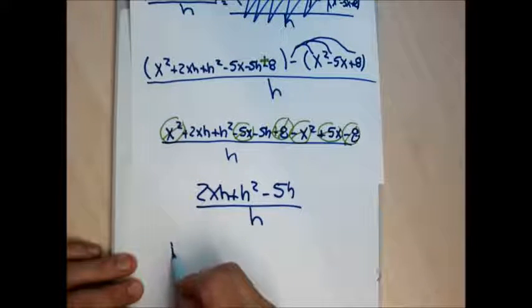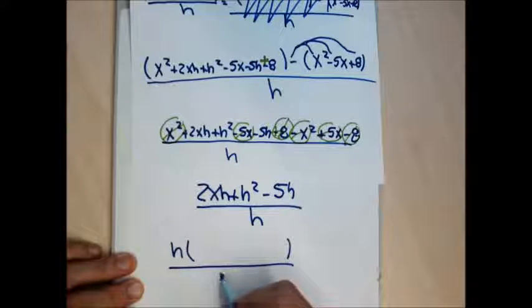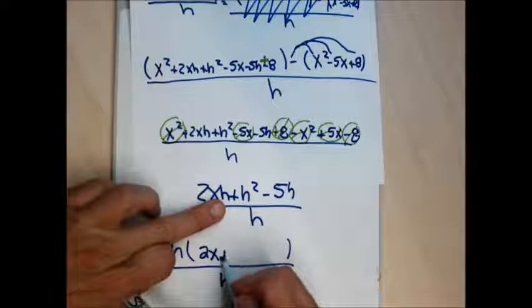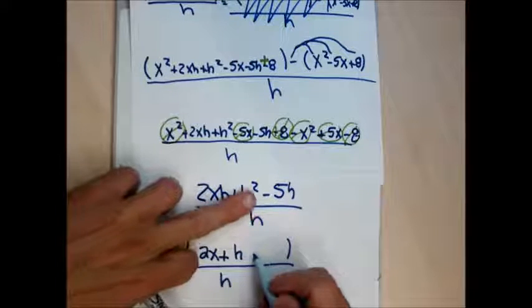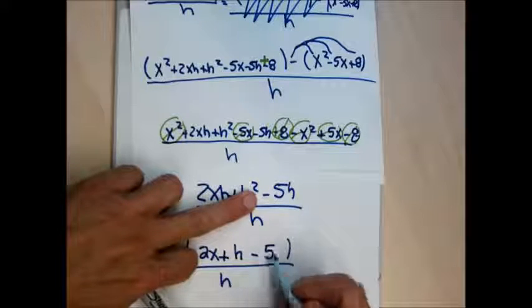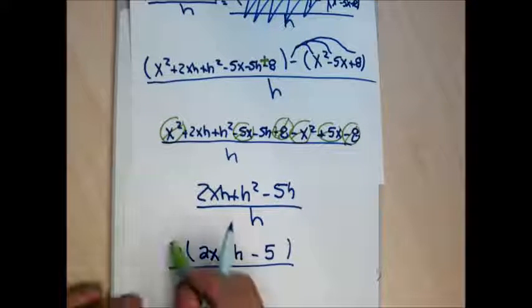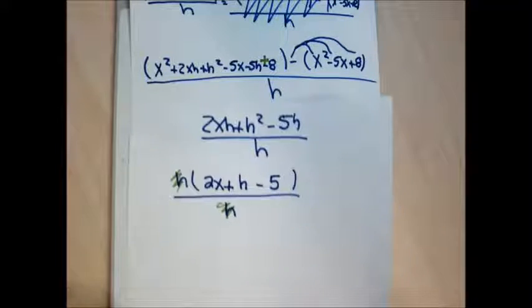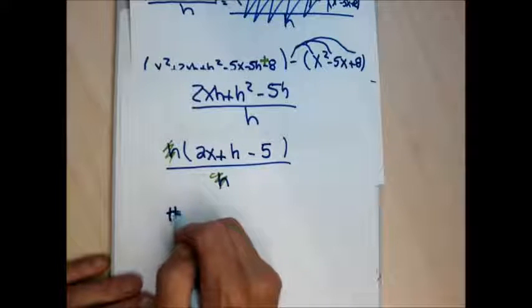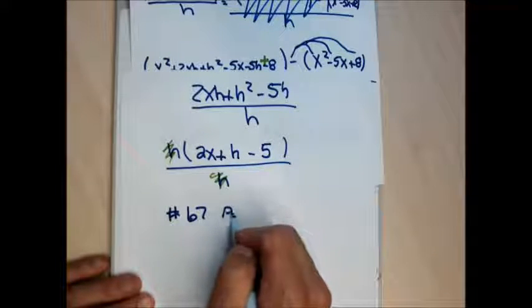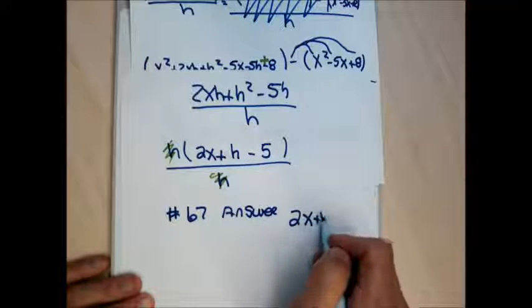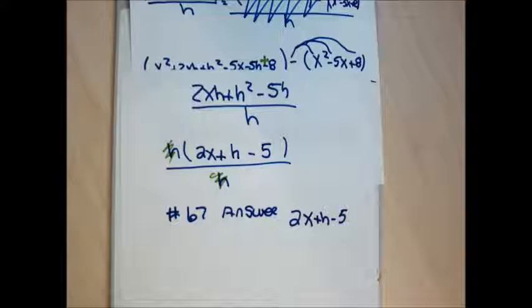I'm going to factor out an h from the numerator. When I take an h away from the 2xh, I'm left with a 2x. When I take away an h from the h squared, I'm left with an h. And when I take an h away from the minus 5h, I'm left with a minus 5. When I pull out that common factor of h, I can cancel it, make the fraction go away. My answer won't need to be a fraction. My number 67 answer is going to be what's left after I do the canceling, which is 2x plus h minus 5. All right, so that's the end of this section, and we'll just kind of keep plodding along.